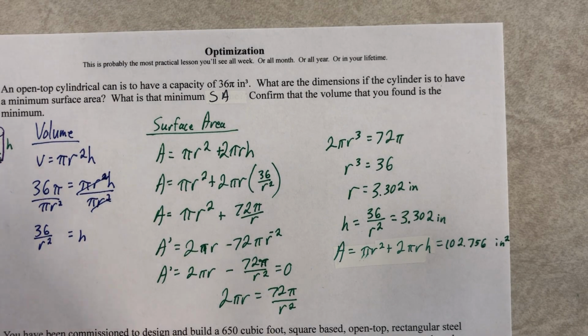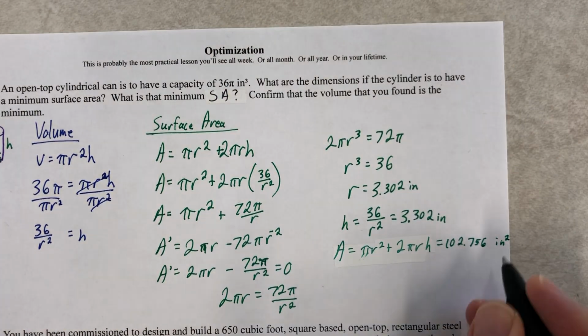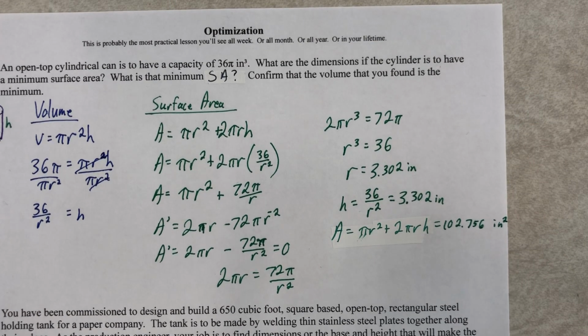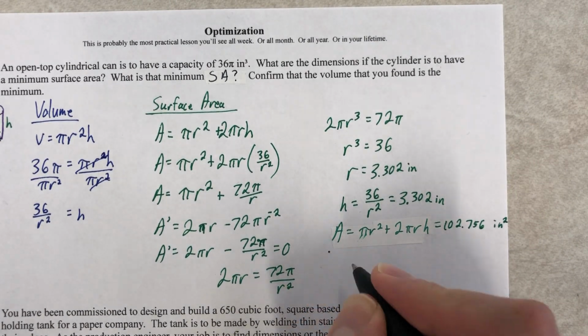So now we have to confirm that we truly found the minimum. What if this was a maximum instead? Well, glad you asked. Let's use the number line.